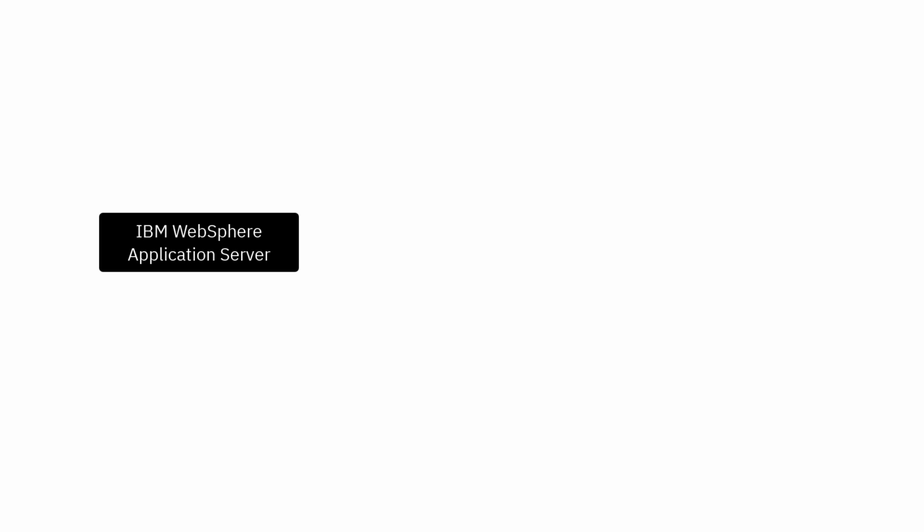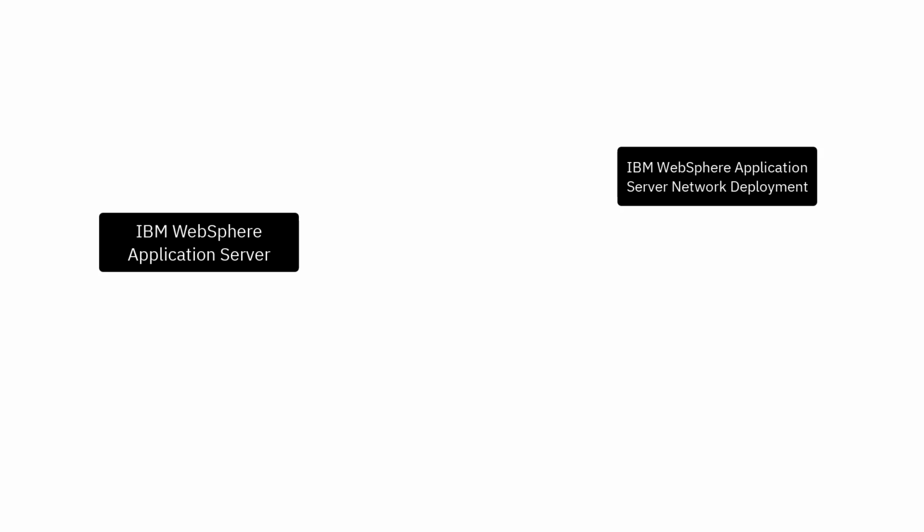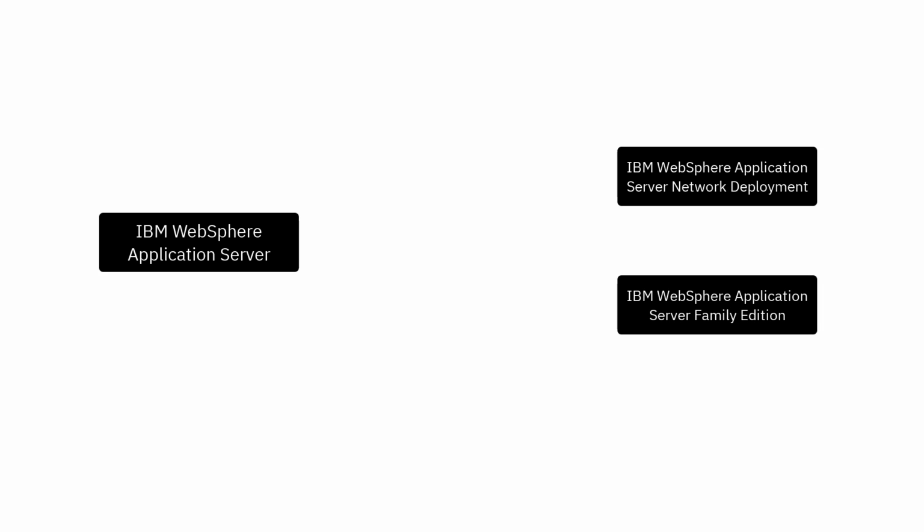For example, IBM Web3 Application Server can be a component of IBM Web3 Application Server Network Deployment or IBM Web3 Application Server Family Edition. It might happen that in your environment, the IBM Web3 Application Server component is wrongly assigned to IBM Web3 Application Server Family Edition. In such case, reassign the component from the default product suggested by License Metric Tool to the one that your company actually purchased to ensure that PVU utilization is correctly calculated.